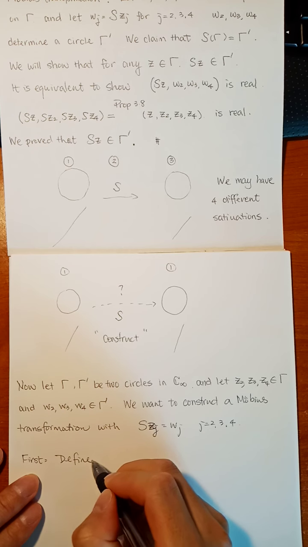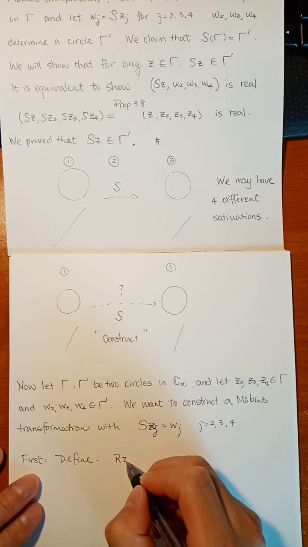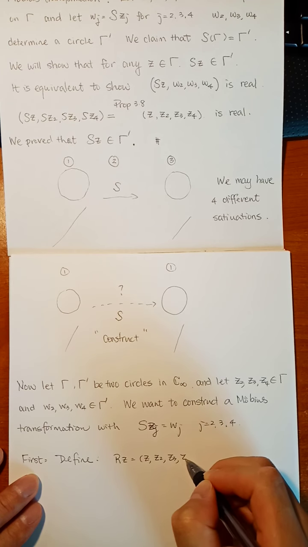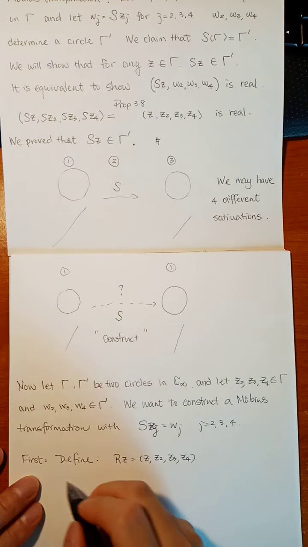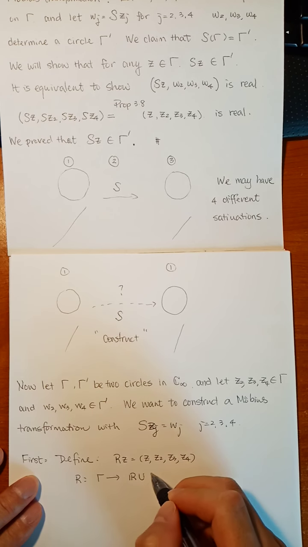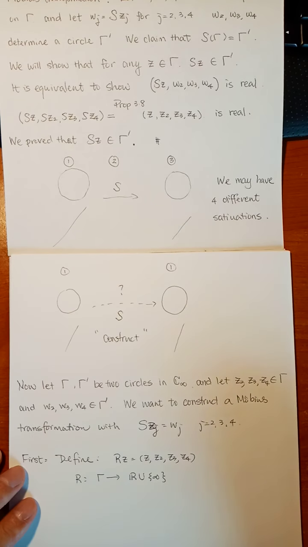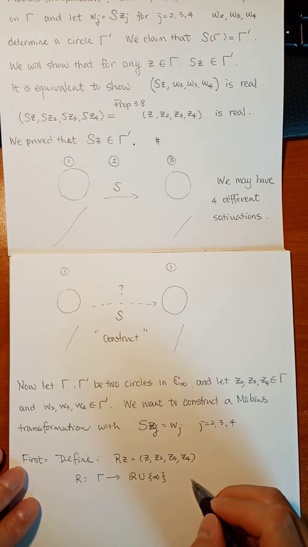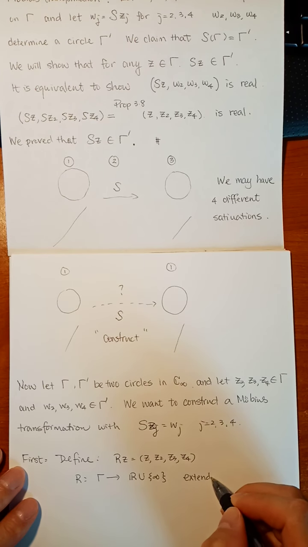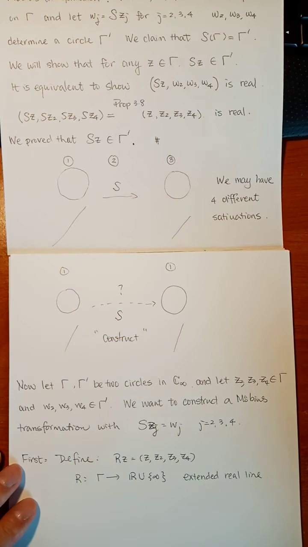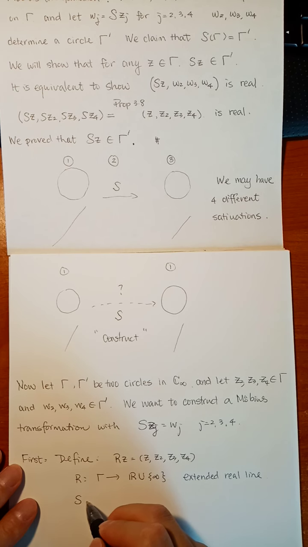So we define R of Z to be the cross ratio of Z, Z2, Z3, and Z4. Then this R of Z is from gamma to the real line including infinity. Right? So R is a Mobius transformation from gamma to this extended real line, including infinity.